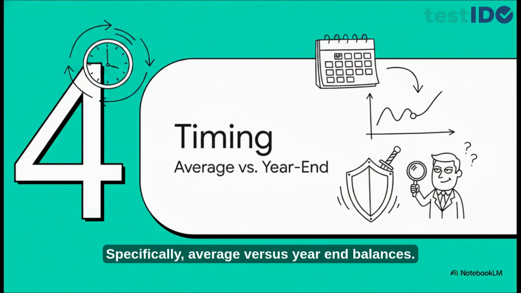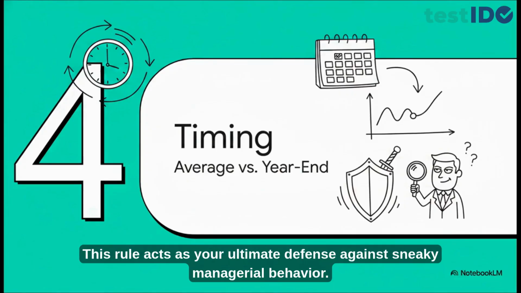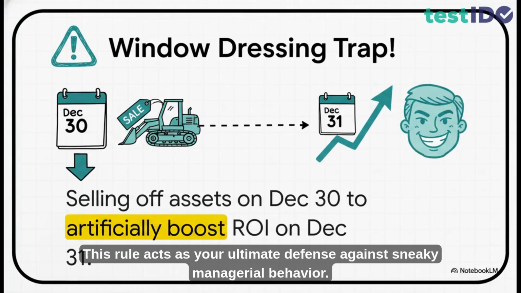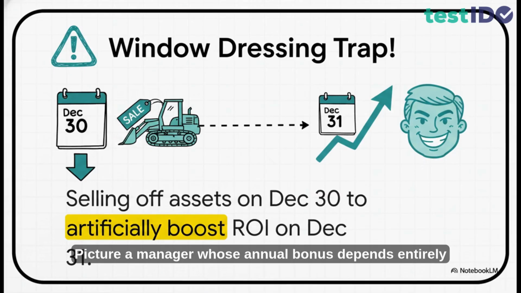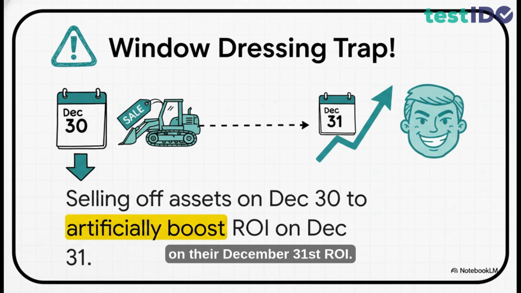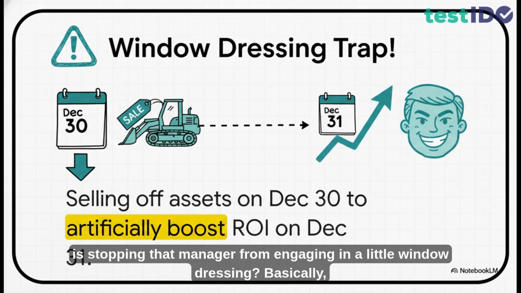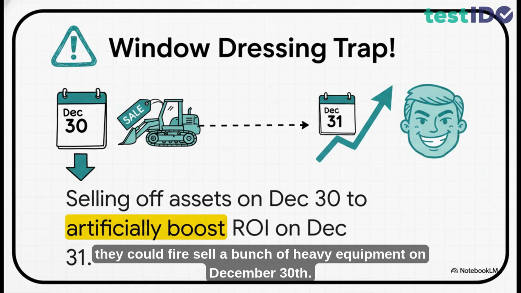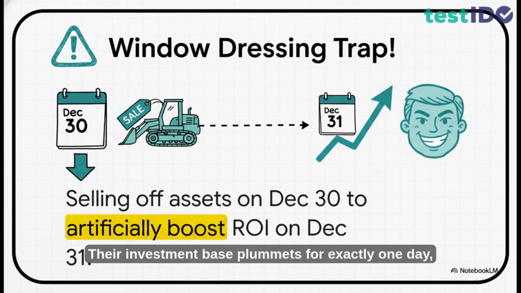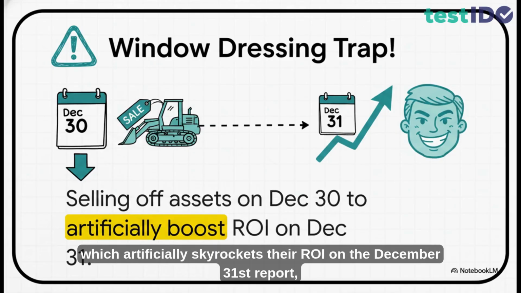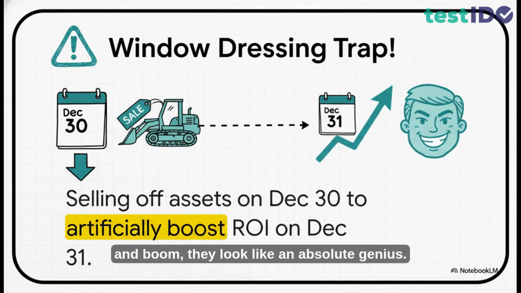Specifically, average versus year-end balances. This rule acts as your ultimate defense against sneaky managerial behavior. Picture a manager whose annual bonus depends entirely on their December 31st ROI. If a company strictly uses year-end assets for the denominator, what is stopping that manager from engaging in a little window dressing? Basically, they could fire sell a bunch of heavy equipment on December 30th. Their investment base plummets for exactly one day, which artificially skyrockets their ROI on the December 31st report, and boom, they look like an absolute genius.